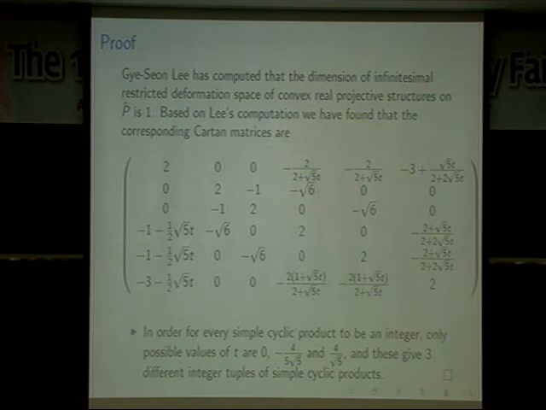Proof. Mr. Gaesan Lee has computed that the dimension of the infinitesimal restricted deformation space of convex real projective structures on P is 1, and there is a 1-parameter family of conjugacy classes of representations of the fundamental group of this Coxeter polytope into SL plus minus 4R. Based on his computation, we have found that the corresponding Cartan matrices are given as follows, and T is a real parameter.